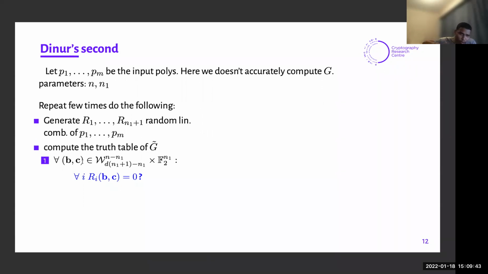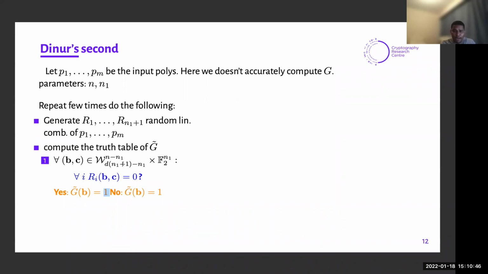To do that, we're going to run over all vectors in this set. So this set is basically the vectors B that belong to the set of vectors of n minus n1 coordinates and Hamming weight less than D. No worries about this, it's just a restriction on the Hamming weight. And then C has no restriction, it can be whatever. Then we want to check which of these vectors are solutions to the system of polynomials given by R. And whenever we find a solution, the value of J tilde, the approximation, in this vector B is going to be 1. Otherwise, it's going to be 0. So if this is not a solution, this is going to be 0. If this is a solution, this is going to be 1.